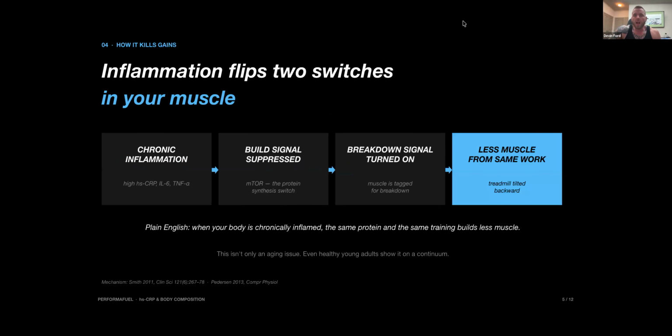So why does this actually happen? What does inflammation do? Number one, we get chronic inflammation, which again we can only measure with high sensitivity C-reactive protein because it can get to a very low amount. You can literally measure down to 0.1 of high sensitivity CRP, so you can understand whether you have chronic inflammation or not.